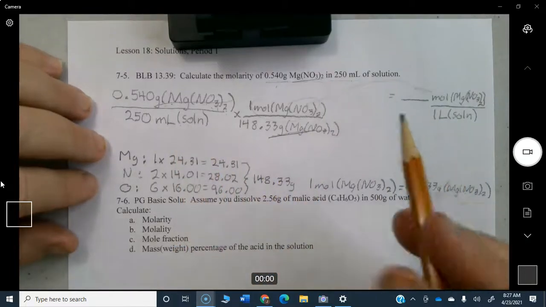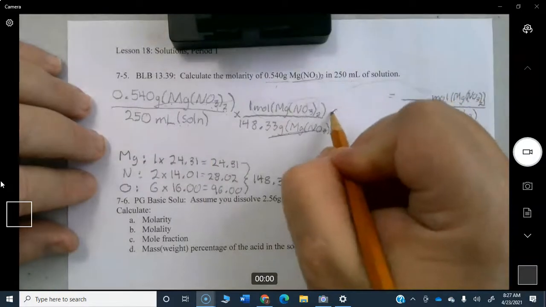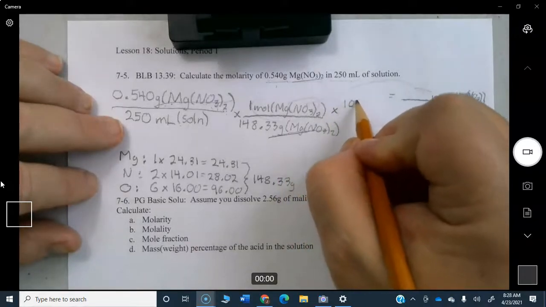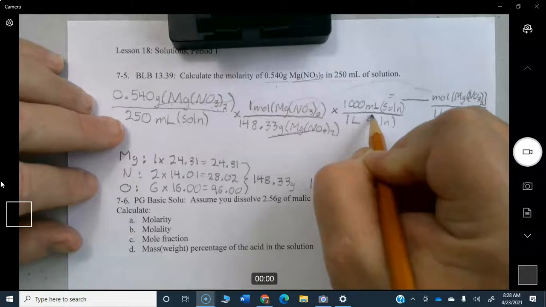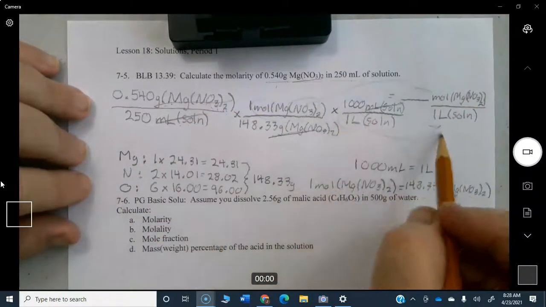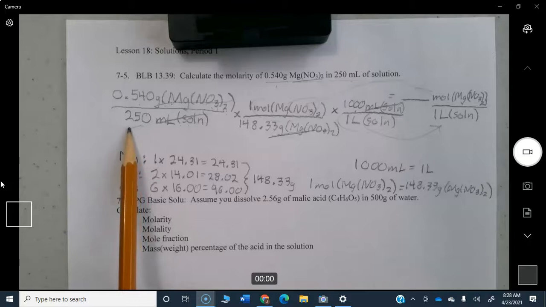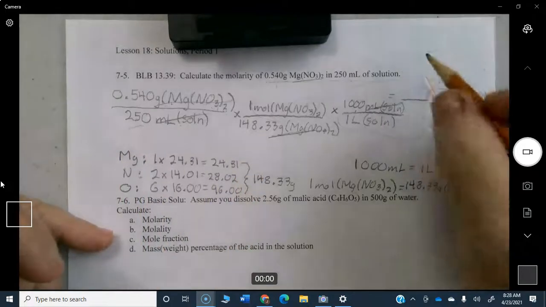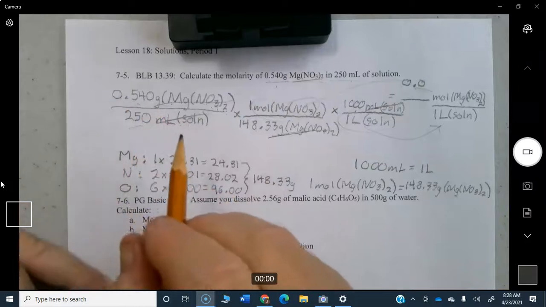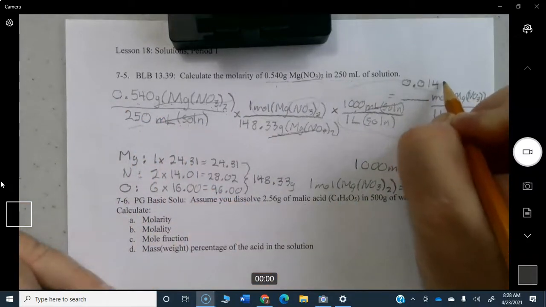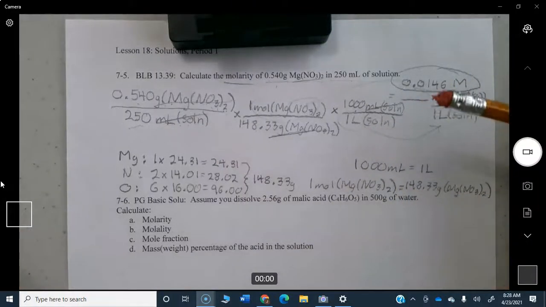Now it's simply milliliters of solution to liters of solution, so 1,000 milliliters of anything equals 1 liter of anything, but we're interested in solutions. So let me try to get this lined up a little better here. It's going to be 1,000 milliliters over 1 liter. Milliliter solution, so the only thing on bottom is liters. There it is. Okay, so now you do the math. 0.54 times 1 times 1,000 divided by 250 divided by 148.33, and what I get for that is 0.0. I can have 3 significant figures, it looks like here. So 0.0146. That's 3 significant figures. And it's moles per liter, it's molarity, so we could put a big M there.